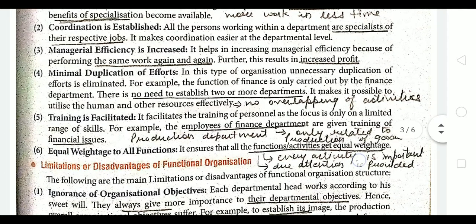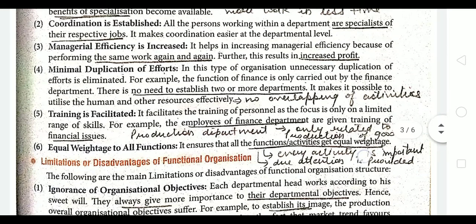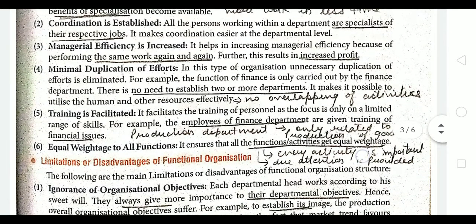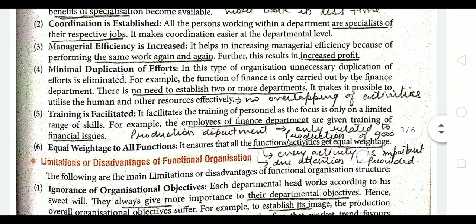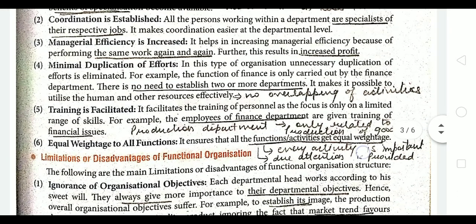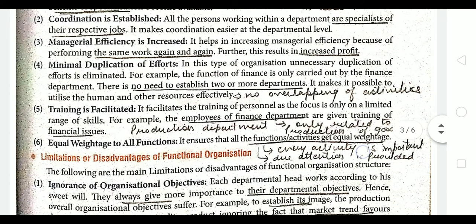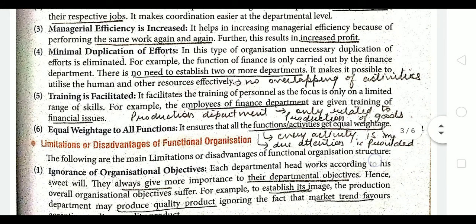Then next is managerial efficiency is increased. If they repeat the same work again and again, what will happen? Automatically the efficiency of the workers as well as the managers will increase, and increased efficiency means increased profits.